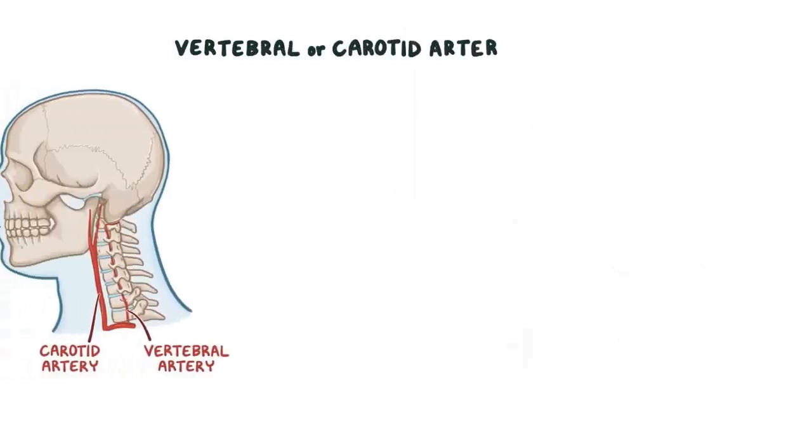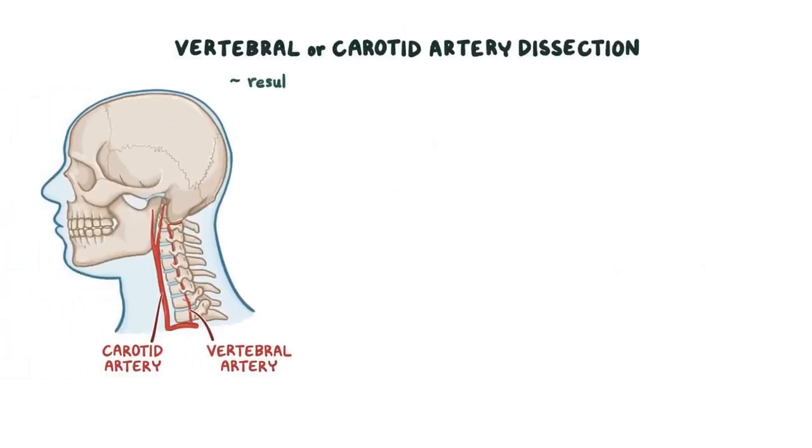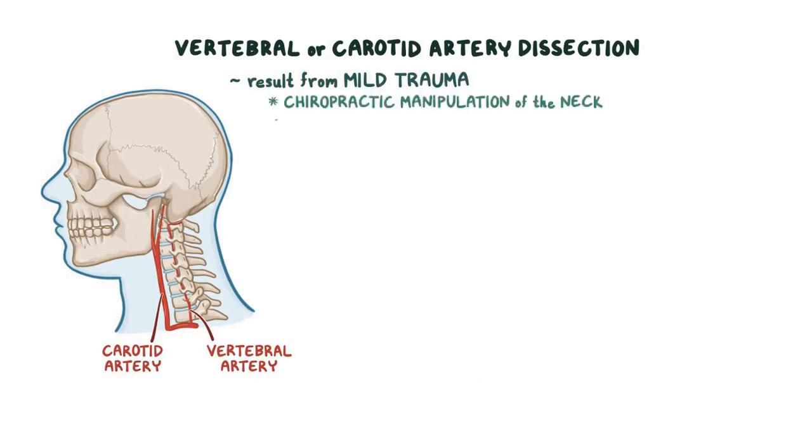Alright, the final form of injury that occurs as a result of blunt neck trauma is vertebral or carotid artery dissection. This can also result from relatively mild trauma, such as chiropractic manipulation of the neck, suddenly checking one's blind spot while driving, or even extending the neck when shaving.